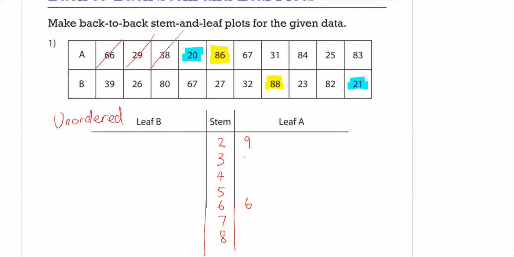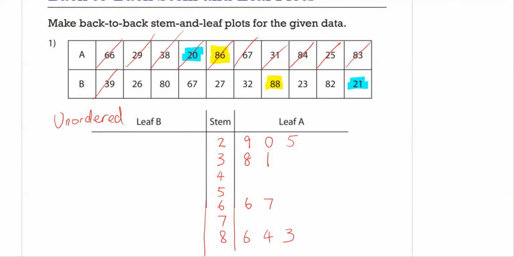38 is 3, 8. We have 20, so 2, 0, and 86, 8, 6, 67 is 6, 7. In the 30s, 31 we'll have a 1, 84, so 8, 4, 25, 2, 5, 83, 8, 3. Okay, so that is that done.